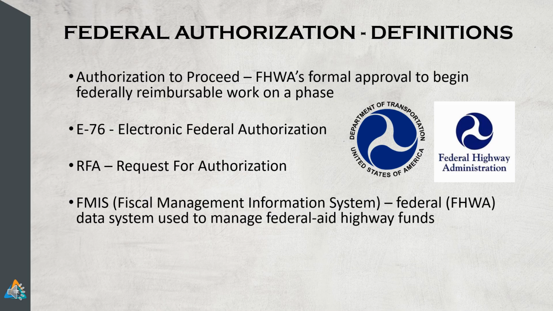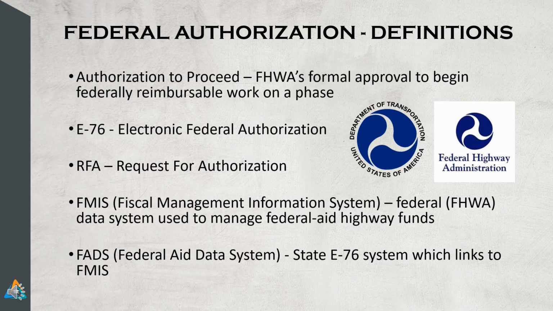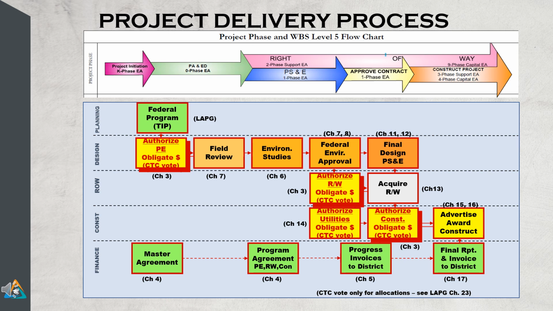FMIS, or Fiscal Management Information System, is the federal data system used to manage federal aid highway funds at FHWA. It sends out authorizations when a project phase is approved by FHWA to proceed. FADS, or Federal Aid Data System, is the state system linked to FMIS. Caltrans prepares RFA packages in FADS, then transmits them to FMIS for approval. We break each federal aid project into 3 phases: preliminary engineering, or PE, then right-of-way phase, lastly construction phase, or CON.